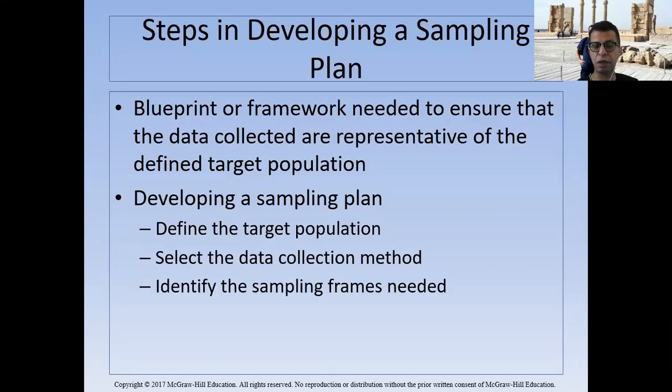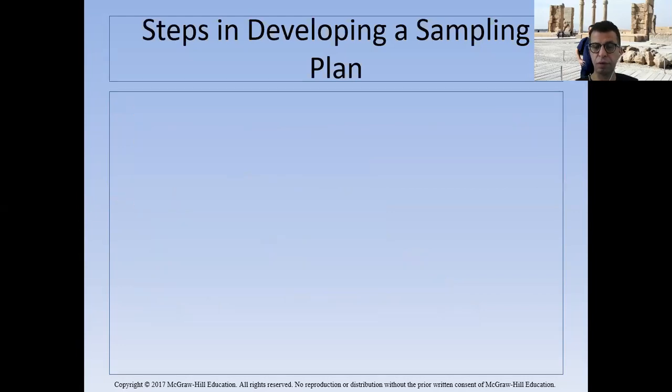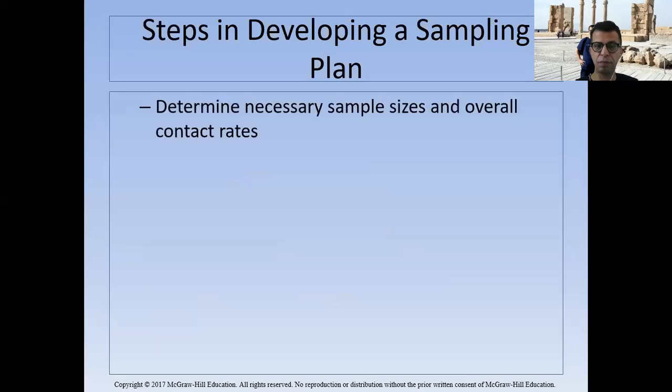Then you identify the sampling frame needed. So what kind of sampling you're going to do, probability or non-probability, the error size, all these things. And then you select the appropriate sampling method. Are you going to do face-to-face or the telephone method? Then you need to determine the necessary sample size and overall contact rates.